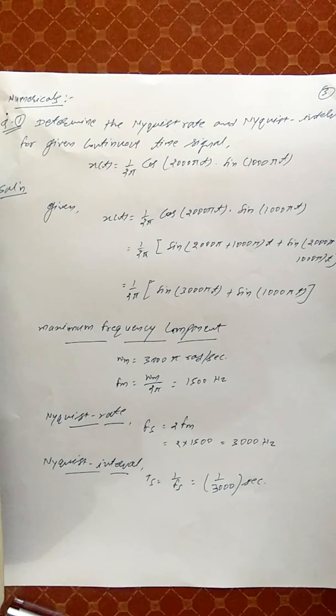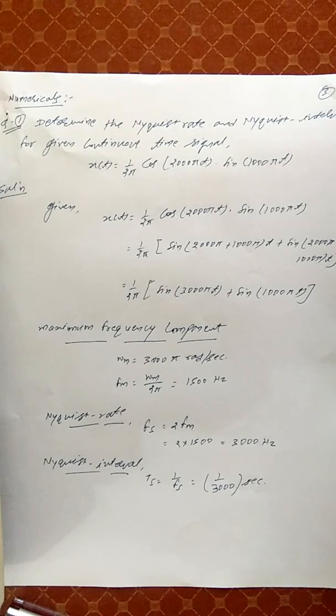In continuation of the previous lecture on the sampling process, today we will discuss a numerical problem of the sampling process. Let us start with the numerical: determine the Nyquist rate and Nyquist interval for the given continuous time signal x(t) = (1/2π) cos 2000πt multiplied with sin 1000πt.